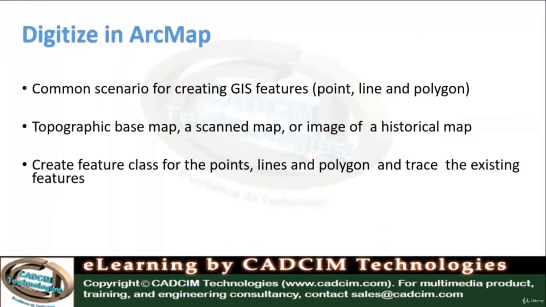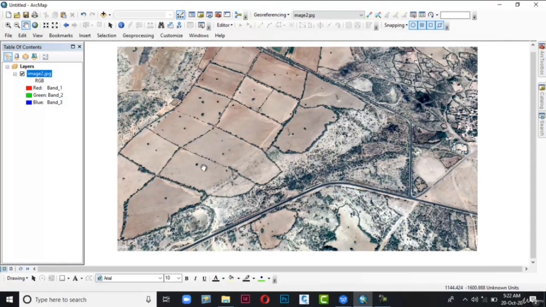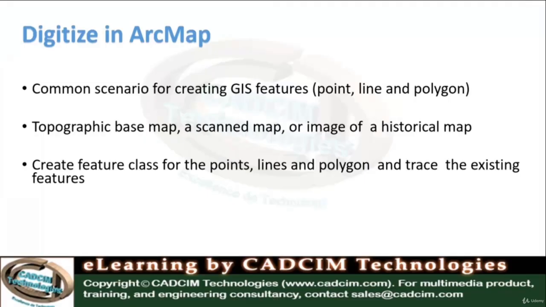But it could be a topographical base map, a scanned image or an image of a historical map. With the original version of the data like this, you do not have anything that you can click on or add attributes to. It's just a picture. So what we are going to do is create feature classes for point, line and polygon and trace the existing features.